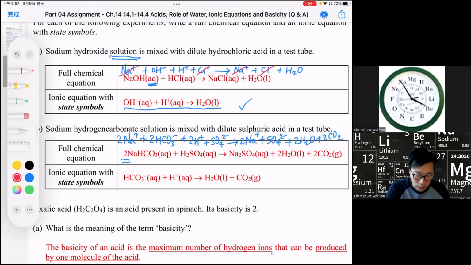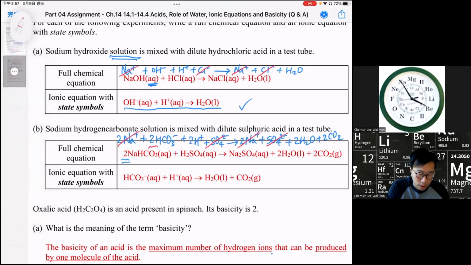Just like before, in your next step you try to cross out the spectator ions. On the left, you find the sodium ions, cross them out. You also find the sulfate ion on the left and on the right, cross them out. Once you cross out all the spectator ions, what is left is an equation like this.